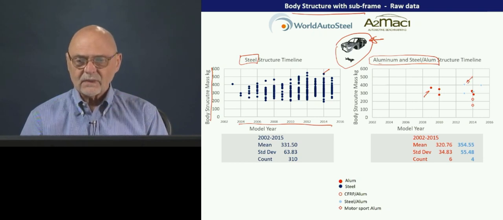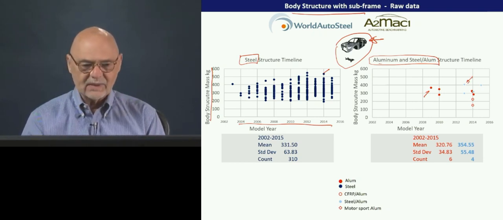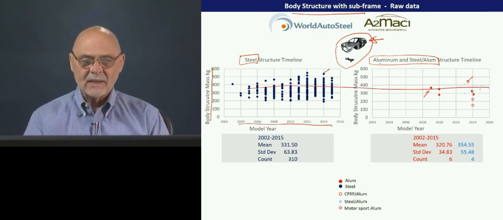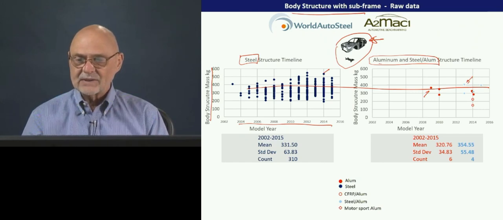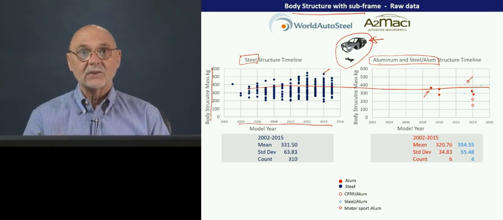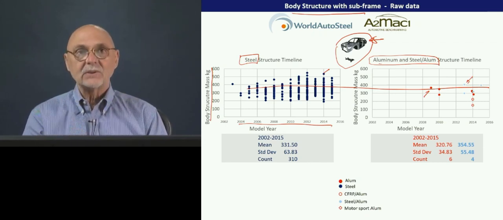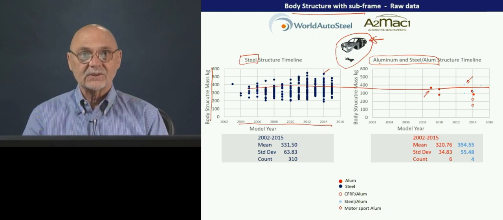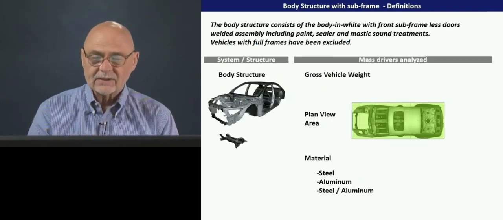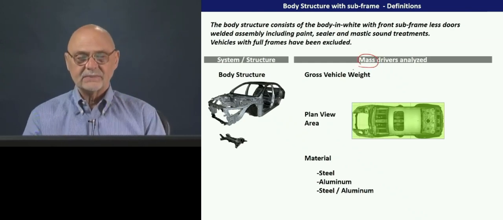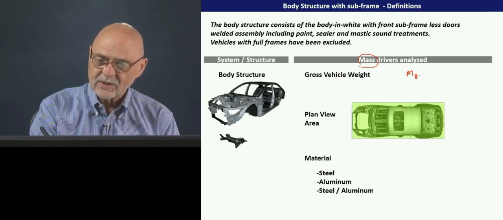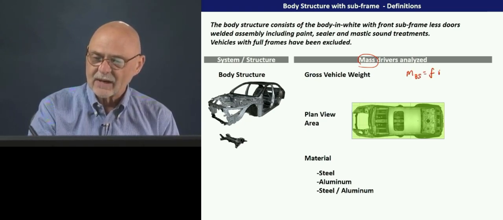Okay. So when we look at it in this way, it's hard to see any differences between steel and aluminum. And of course, we can surmise that one of the reasons for that is we're looking at a whole range of vehicle sizes and vehicle gross mass. So let's try to do a little bit of statistical analysis on this data. What we're going to do is look at some mass drivers. And what we're saying is that the body mass, call this the body structure, is some function of the mass drivers.